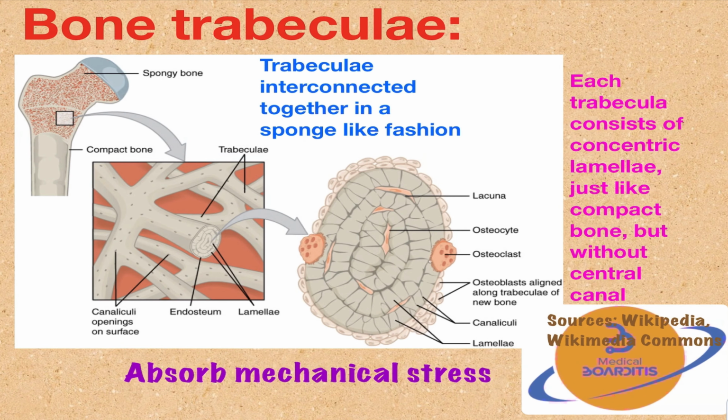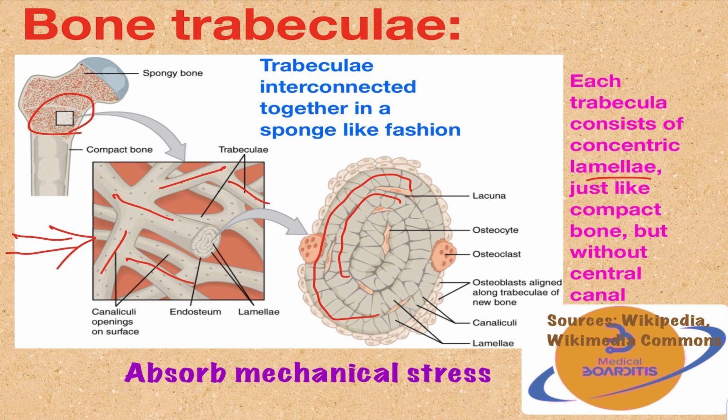So here, as a quick review, if we take a piece of spongy bone and we enlarge it here, you will see these trabeculae. Each trabecula consists of concentric lamellae. These are the concentric lamellae that make each trabecula, just like the osteons of compact bone, but without the presence of a central canal. These trabeculae absorb the mechanical stress.